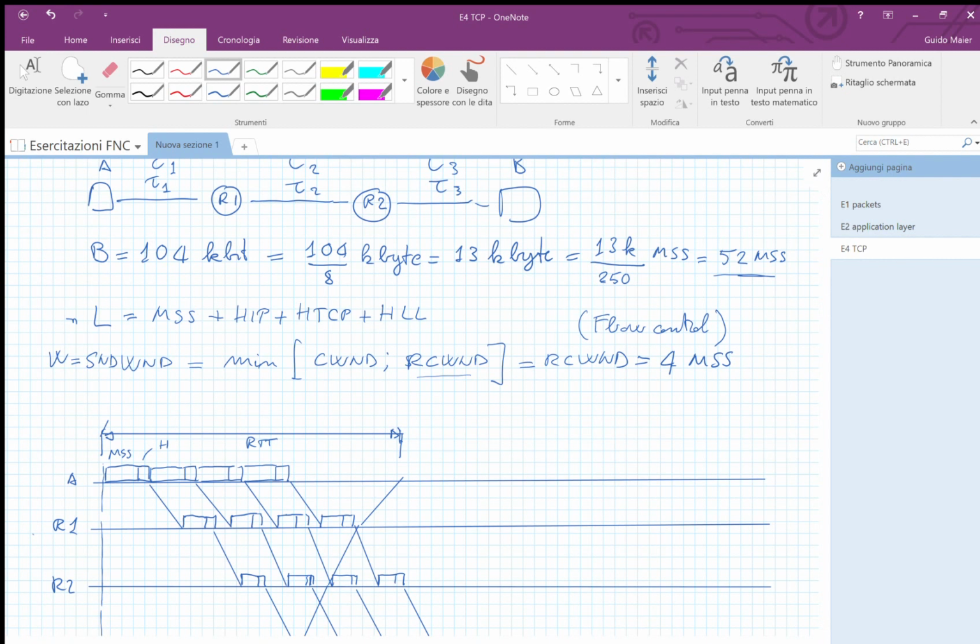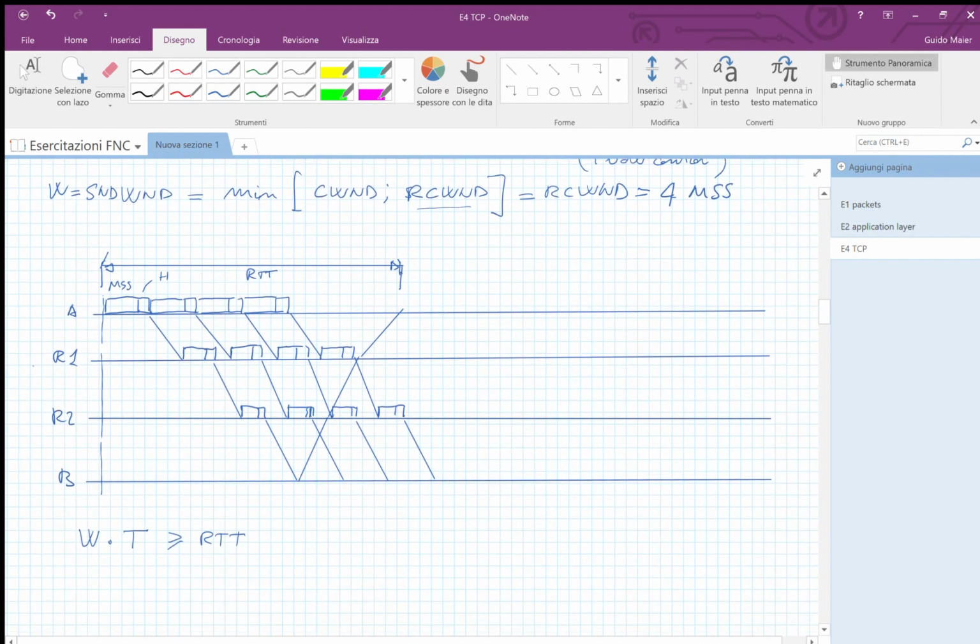Okay. If the number of bytes of the file is not an integer multiple of maximum segment size, then you will have n-1 segments that will be maximum segment size, and then the final segment that will be shorter. Okay. But this is not the case, so they are all equal. And we have 52 segments to send. Each time we send 4 segments.